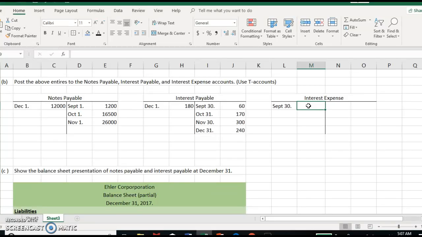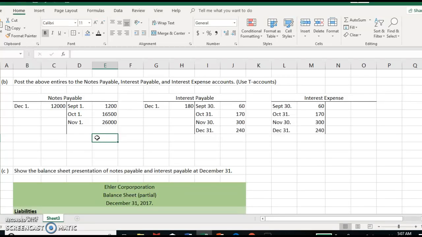So the interest expense on September 30th is $60. On October 31st, the interest expense was $170. November 30th was $300. And December 31st, excuse me, it was $240.